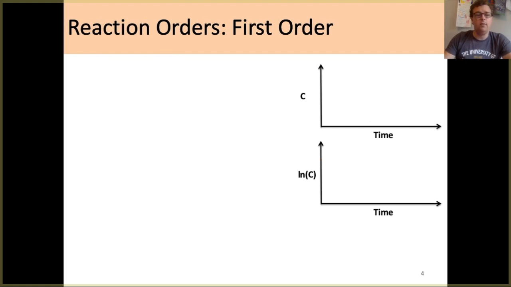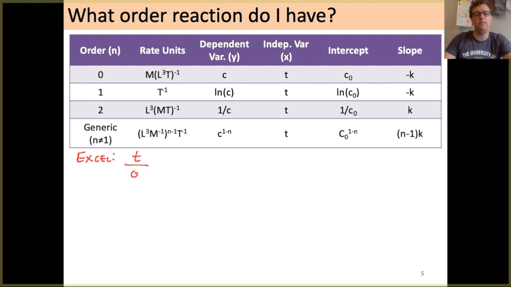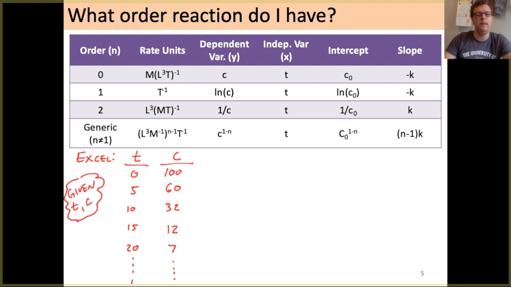Now, one of the important things we might want to know is, what is that rate coefficient and what order reaction do I have? And so I've pulled together a simple table here, and I want to talk you through what I think is far and away the easiest. If we've got some observational data, times in the left-hand column in red and concentrations in the right-hand column, those are our given information. How can we figure this out?